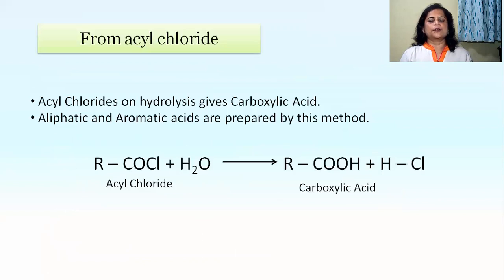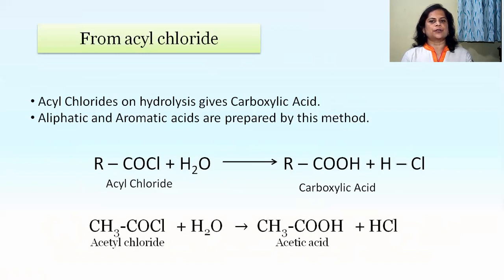The second method for the preparation of carboxylic acid is from acyl chlorides. Acyl chlorides have the formula RC double bond OCl, and on hydrolysis they give carboxylic acid. Now see, this is again a very simple method. Only hydrolysis, meaning only addition of H2O. We can prepare aliphatic or aromatic acids. Both types of acids are prepared using acyl chlorides depending upon R. If R is CH3, we get aliphatic acids, and if R is an aryl group, we get aromatic acids. This is the general reaction: RCOCl plus H2O gives carboxylic acid.